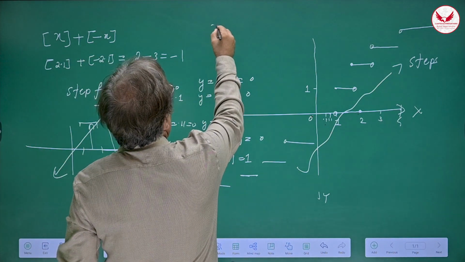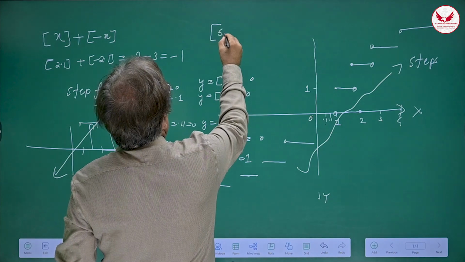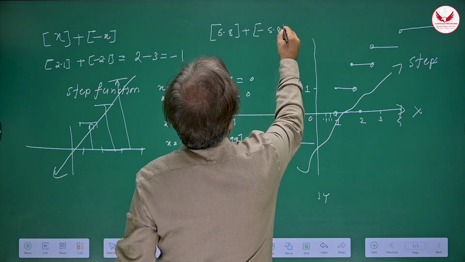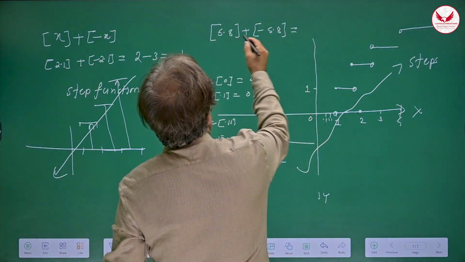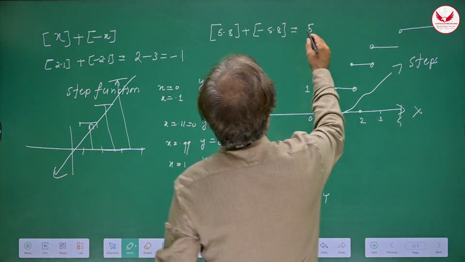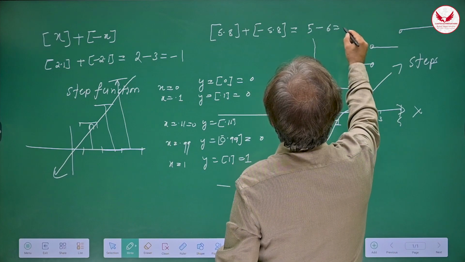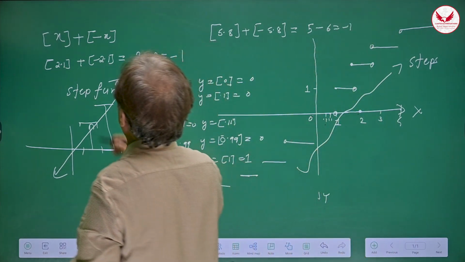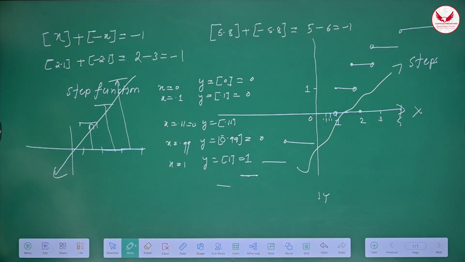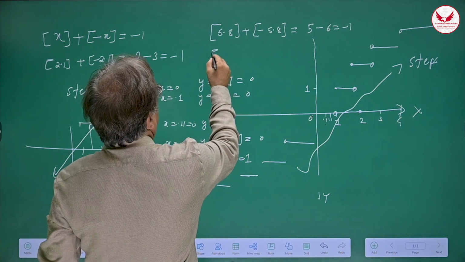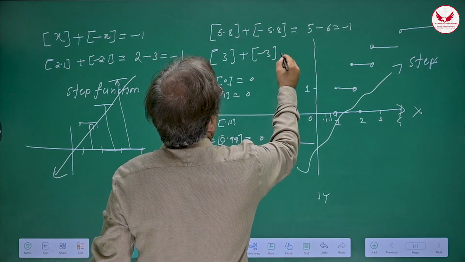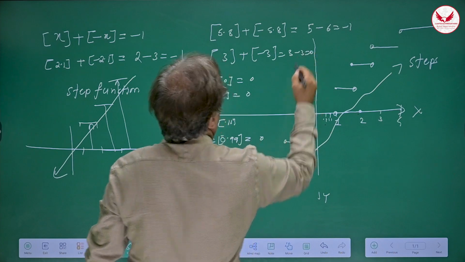For example, let us take another example. Integral part of 5.8 plus integral part of minus 5.8. What will that be? 5.8 is a positive number. It lies between 5 and 6. Therefore, the integral part is 5. The integral part of minus 5.8 is minus 6. So this is equal to minus 1. So in other words, it looks like this answer will always be minus 1. But it is not. In the case of integers, it is different. Suppose I take the integer 3 plus the integral part of minus 3, then the answer is 3 minus 3. It turns out to be 0.